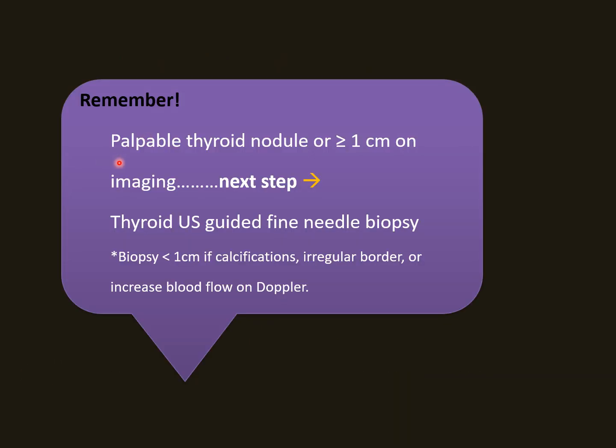So again, to emphasize the importance of this part: if a thyroid nodule is palpable, or is more than or equal to 1 centimeter on imaging study, so if you can feel it, or on the imaging study or ultrasound it is more than or equal to 1 centimeter, the next step is thyroid ultrasound guided fine needle biopsy. If it's smaller than that, but there is anything to suggest malignancy, you have to biopsy. If it's less than 1 centimeter, but it's calcified or has an irregular border or increased blood flow on the Doppler ultrasound, it must also be biopsied.